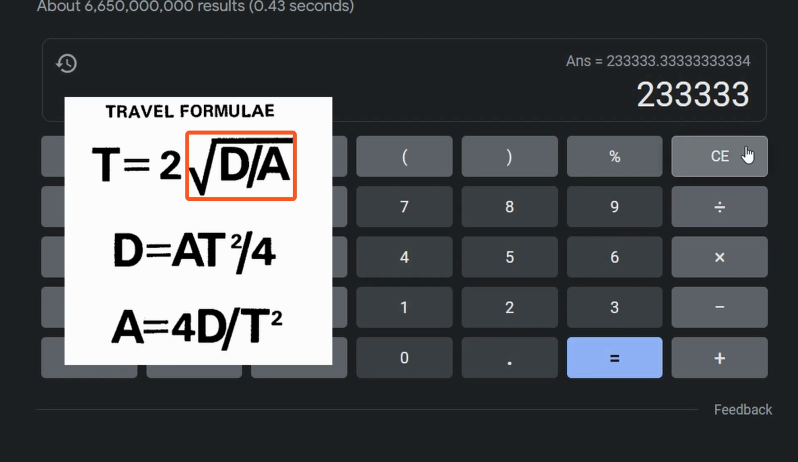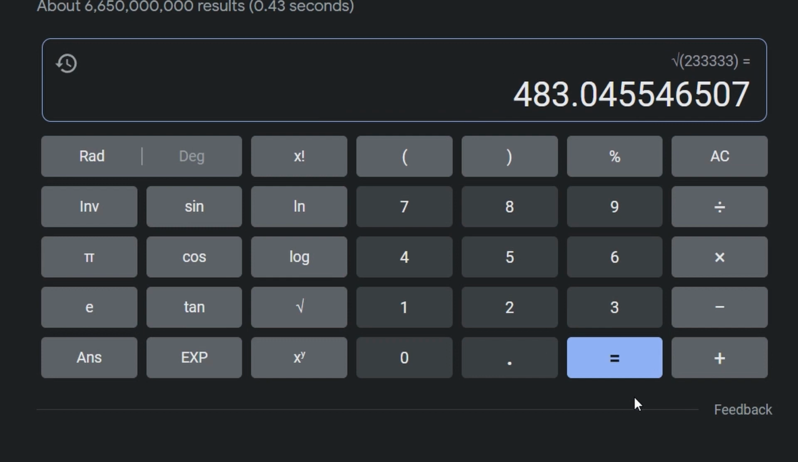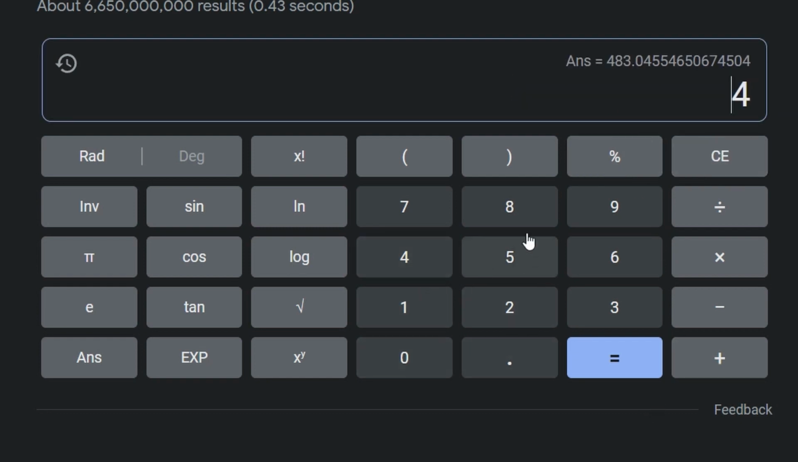So let me go back and let me just clear all that real quick, because you're going to click square root here, and then you're going to put in 233,333.33. Okay, and then you're just going to press equals. So it's 483.0455. Okay, we're going to drop all the rest of that stuff right there and do 483. All right.